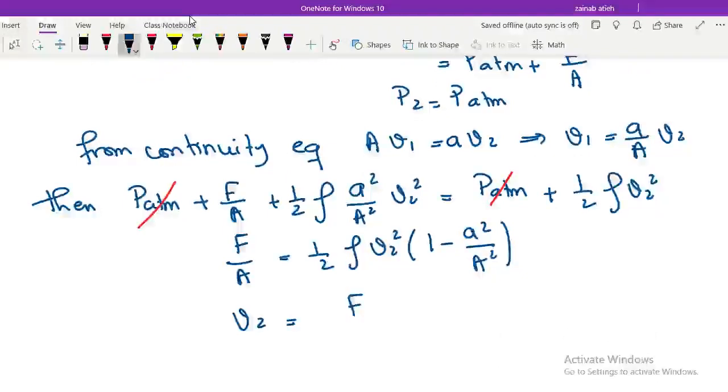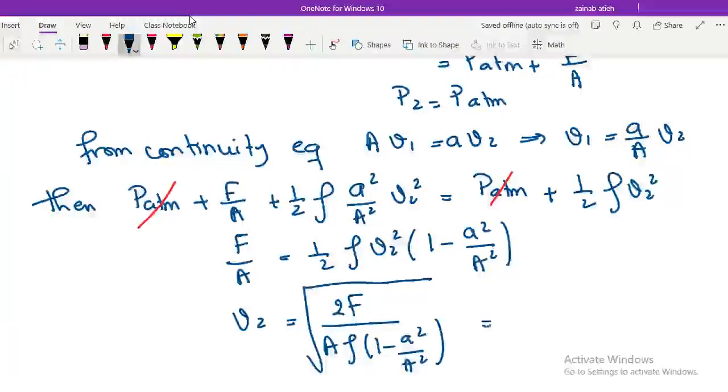the square root of 2F over A rho times 1 minus a squared over A squared. Under the radical, substitute for all numbers, you will get 12.65 meter per second, and this is the answer. If he's looking for the flow rate, the volume flow rate, I simply multiply a by V2 or big A by V1. I have to find V1. I can find V1 from the continuity equation, and V1 equals small a over big A times V2. So any question he may ask, I'm able to answer it.